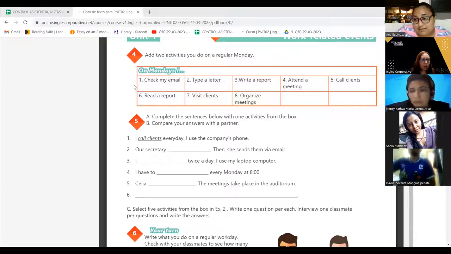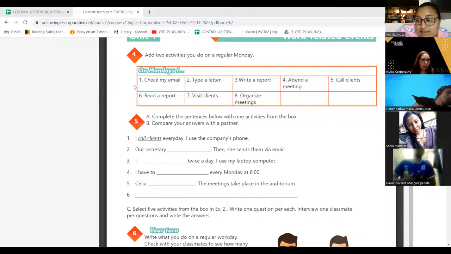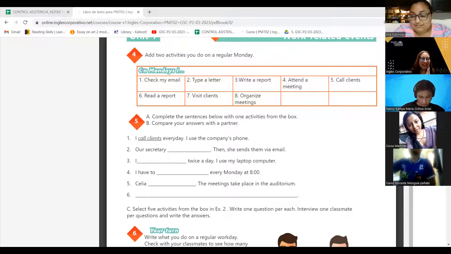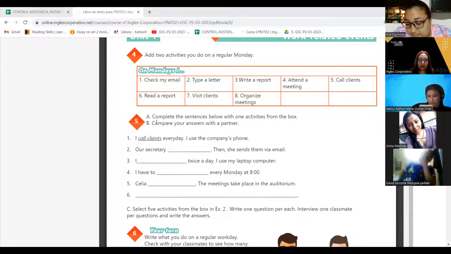Ajá. ¿Qué día? Wednesday. Ajá. Entonces diría que en esta preposición, on Wednesdays. Perfect. Ana, very good job. Muy bien, enlazadas. Thank you. Veamos, who else? Do we have more volunteers? Okay, if not, we are going to check exercise number 5.